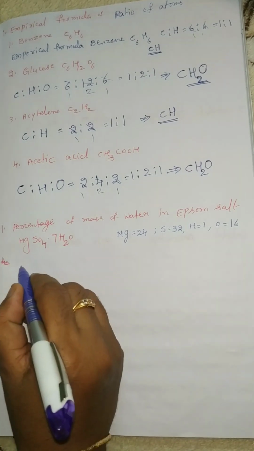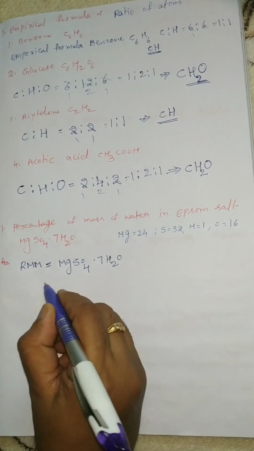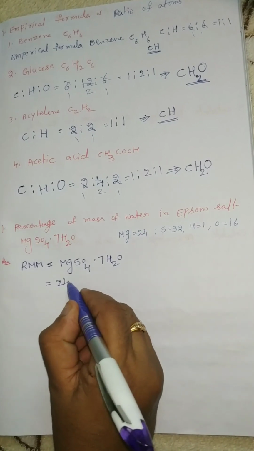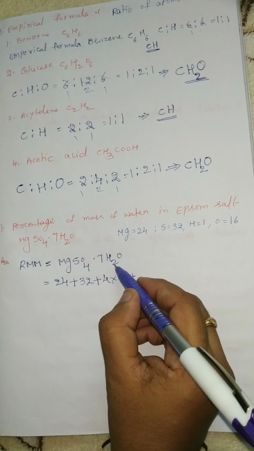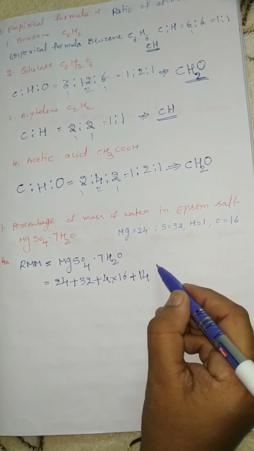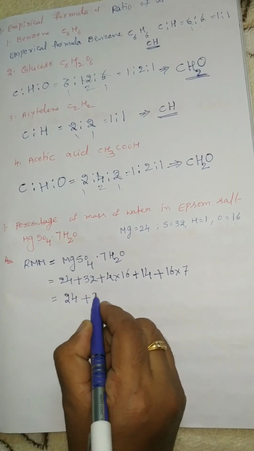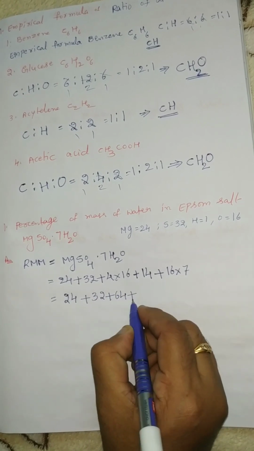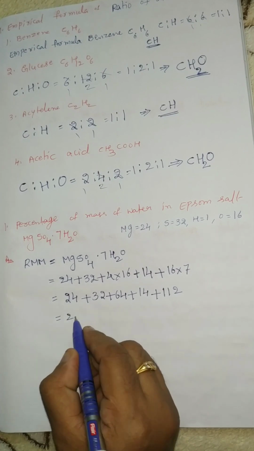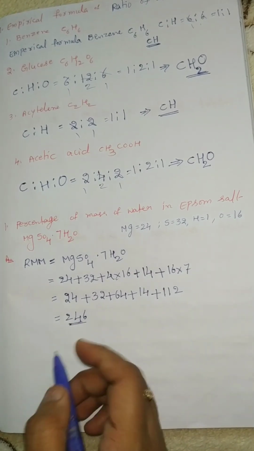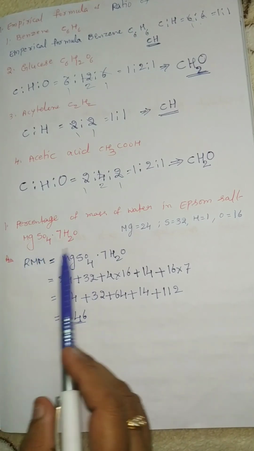So first of all we find the RMM. RMM means relative molecular mass. For MgSO4.7H2O, we add the mass numbers. 24 plus sulfur 32, plus oxygen 16 into 4, 64, plus hydrogen: 7 H2O has 14 hydrogens, so 14 into 1 is 14, plus oxygen 7, that means 16 into 7, which is 112. Adding these numbers, we get 246. So 246 is the RMM, or relative molecular mass, the total mass of the Epsom salt.